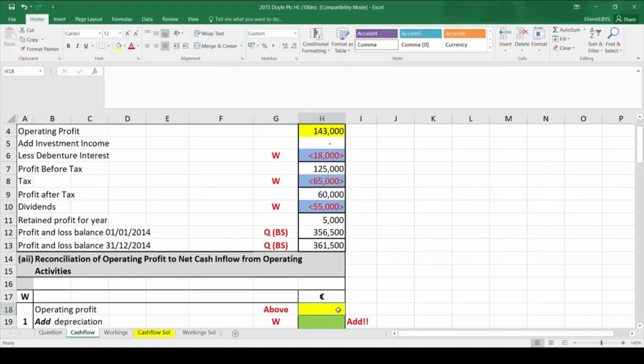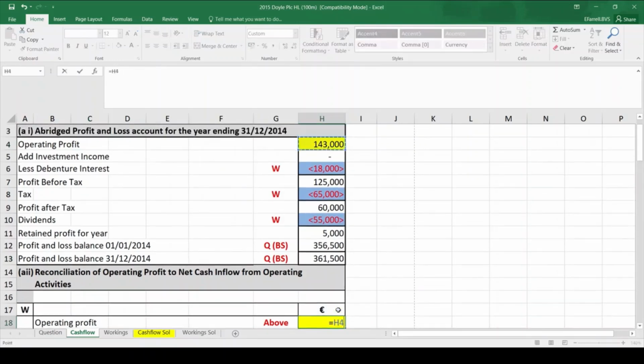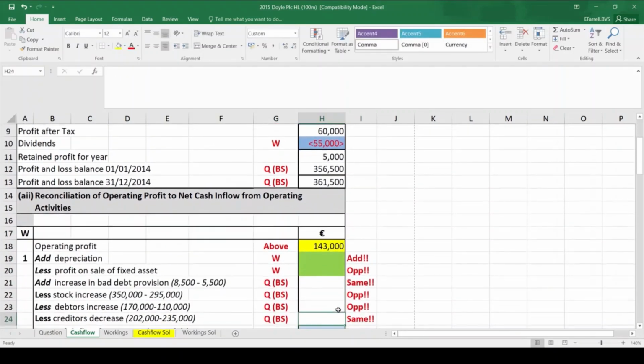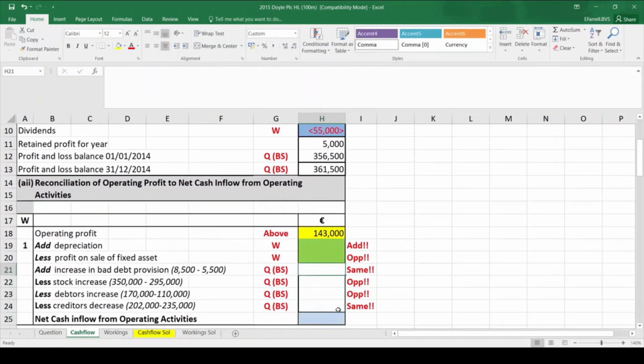The first thing we're going to start off with here is operating profit, and that's simply the top figure from above, the 143,000. That's why we did the abridged first of all. Now, students can find this difficult, and you try and explain it, but I would just remember what you do with certain things here. So with depreciation, you always add depreciation, always. Depreciation is a non-cash item. For the profit on sale of fixed asset, I would say you would do the opposite of what you think. So if it's a profit, it would go in as a minus, and if it's a loss, it would go in as a plus. The bad debt provision, I would say it's the same as you think.